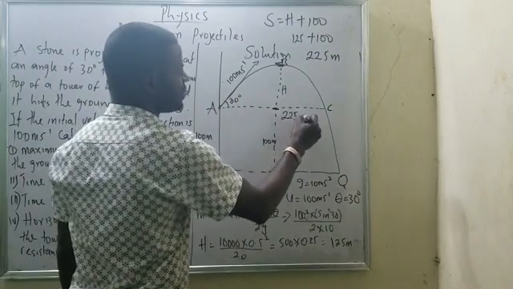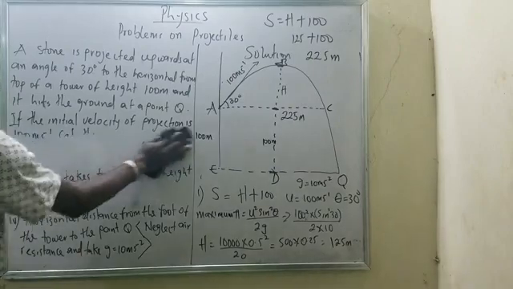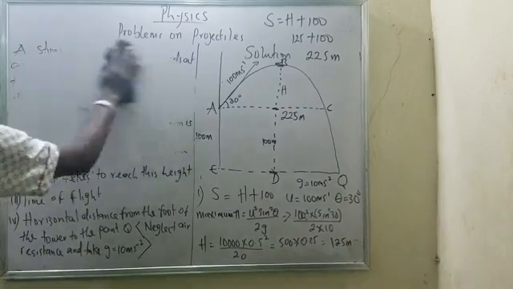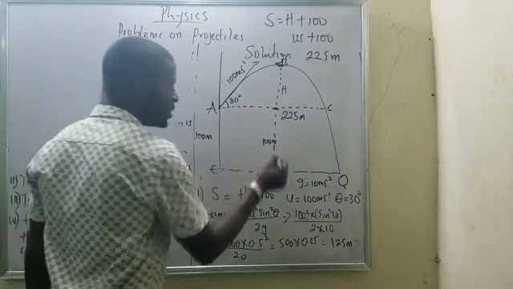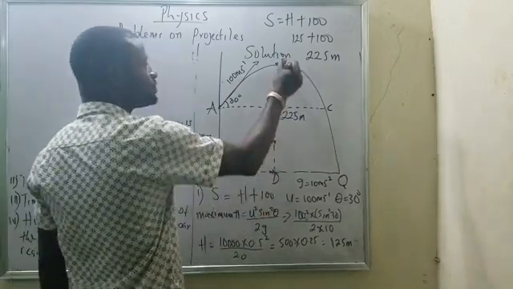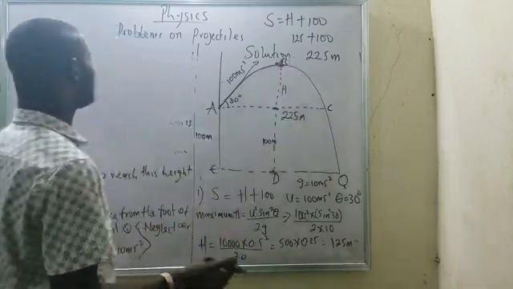225 meter. That is that. Now, that one is settled. The second one, permit me to rub this side, which I'm looking for. Now, the time it takes to reach the height, it means the time that the object takes to reach this place. That is what I'm looking for now.